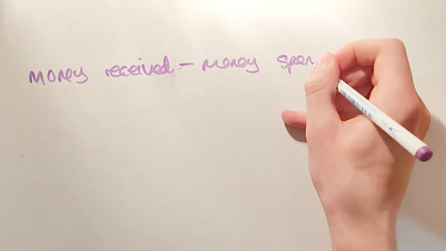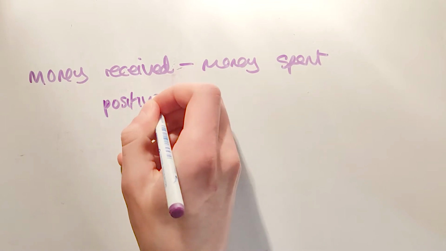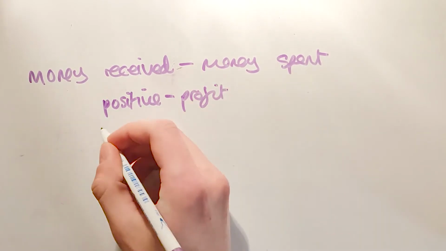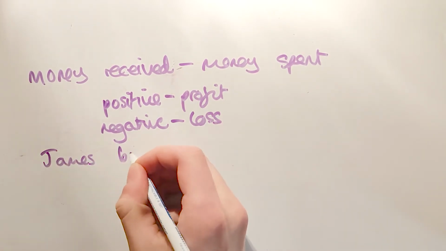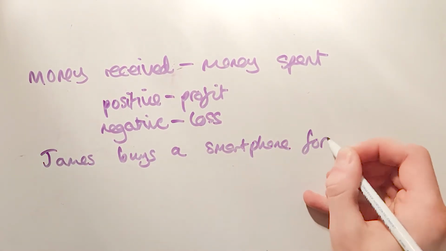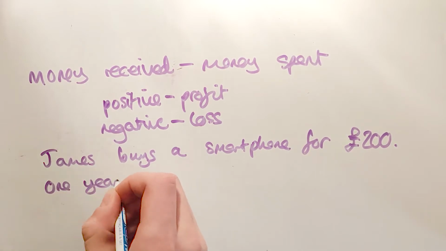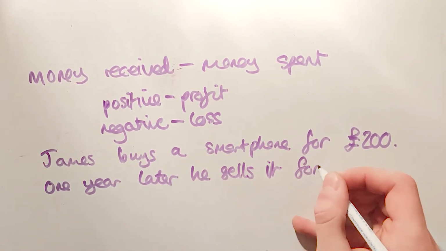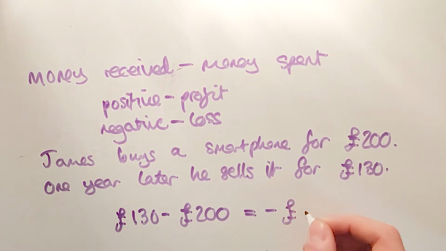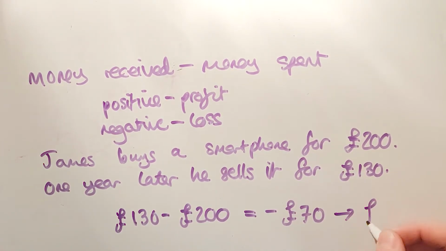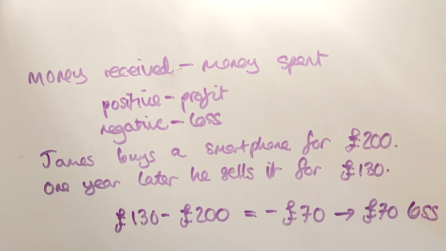It's important to know how to use maths to solve financial problems. Subtract the money spent from the money received. If this is positive, this is known as a profit. If it's negative, it's known as a loss. For example, James buys a smartphone for £200. One year later he sells it for £130. Calculate his profit or loss. £130 minus £200 equals minus £70, so James has made a loss of £70.